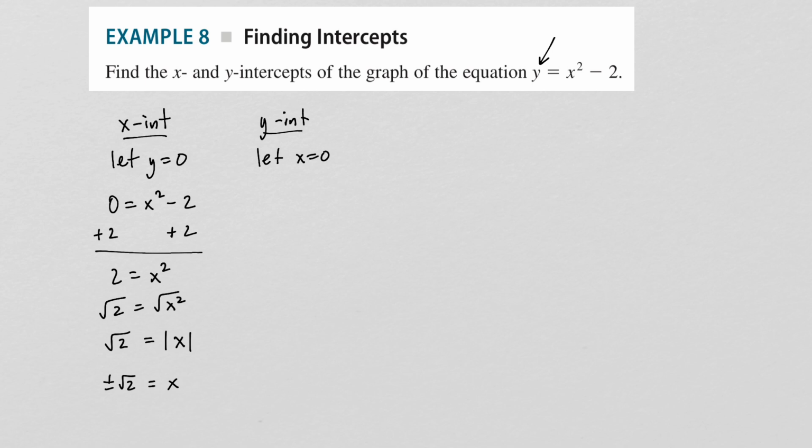To get the y-intercept, we simply let x equal 0. This is a little bit easier. We're just going to plug 0 in here, and that's going to give us y equals 0 squared minus 2, which is y equals negative 2.